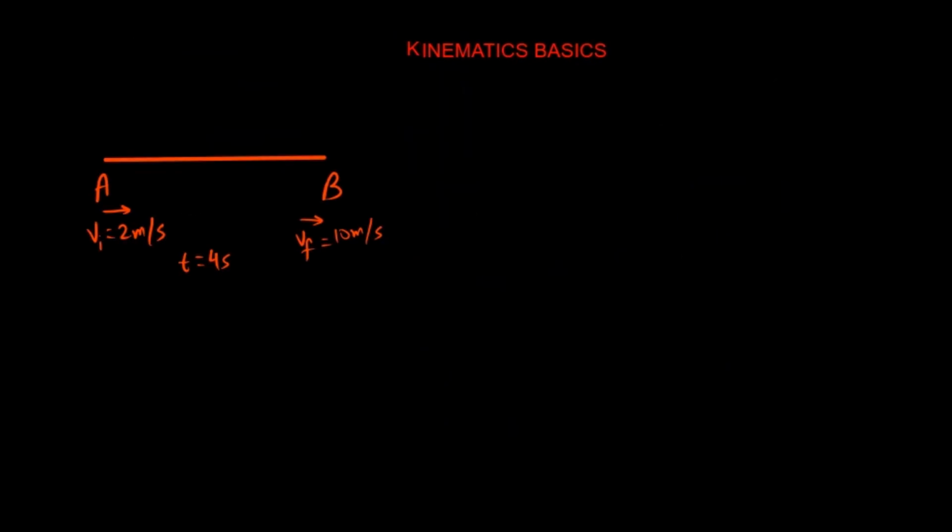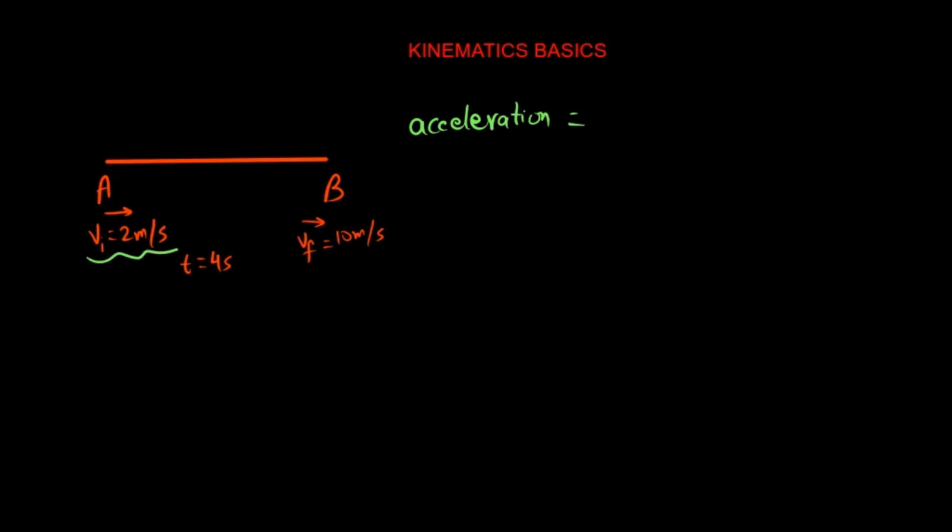Next, we have acceleration. In this situation, you start at A and your velocity was 2 meters per second in the beginning. That's the initial velocity. And your final velocity was 10 meters per second. And it took you 4 seconds to go from 2 meters per second to 10 meters per second. Acceleration is change in velocity over time.